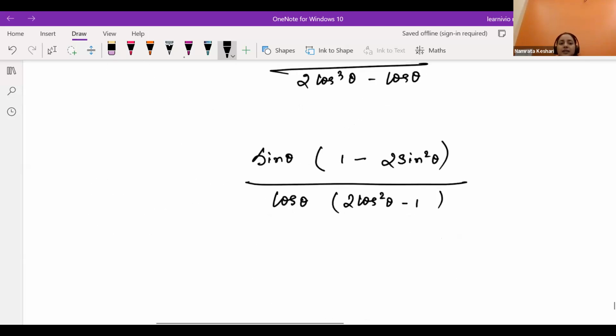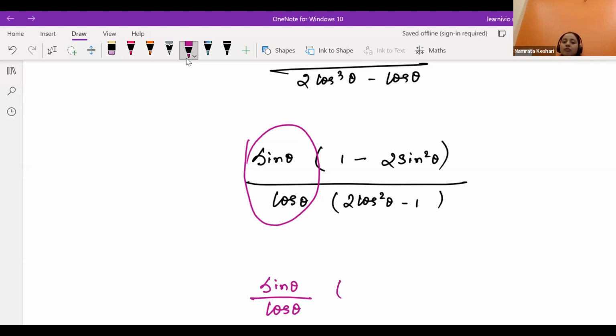So now the outside factor we have taken out, this sine by cos, is making tan. That means the bracket terms are the extra terms we are having. If these are the extra terms, then we will focus on cancelling them. So 1 minus 2 sine square theta we are writing as it is, and in the denominator let's change this cos square to sine square by using the first identity, that is sine square theta plus cos square theta equals 1.